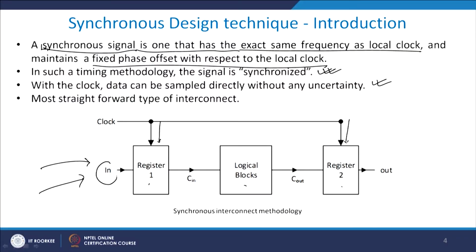Because whenever a signal, for example, I am giving an input here, on the rising edge of the clock, let us assume that it is positive edge triggered. So, I have an edge triggered register here, I have also an edge triggered register here, and this is positive edge triggered. So, there is no circle here.